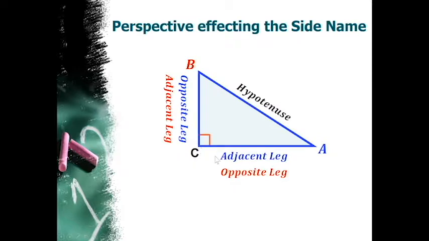We would never call a leg opposite or adjacent from angle C. We will not be working from the right angle with trig. Trig is designed to only work from the two acute angles of a right triangle.